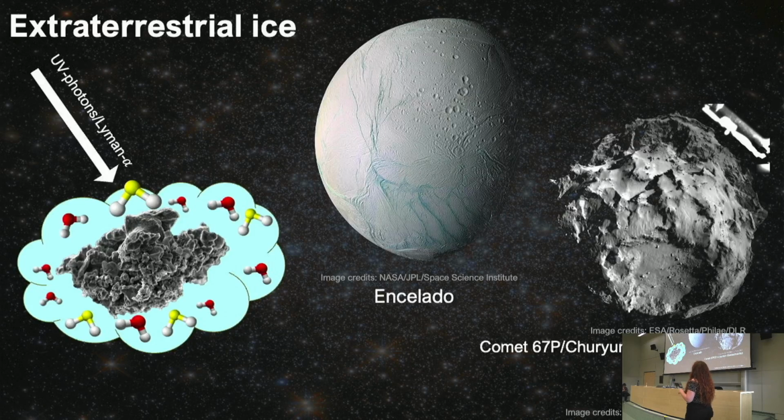Now they can, of course, interact with the radiation, such as UV photons or the Lyman alpha radiation, and then yield atomic sulfur. Ice is, of course, also present on icy planets and on comets. This is a beautiful picture of the comet 67P Churyumov-Gerasimenko that some of you may know about.